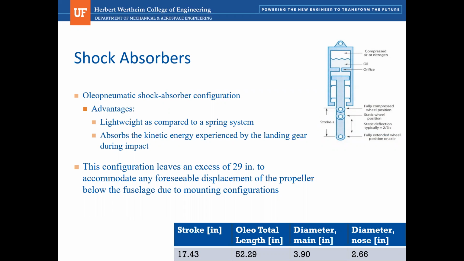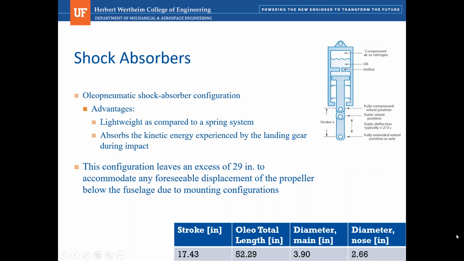Next is the shock absorbers. After doing some studies, we went with the oleo-pneumatic shock absorber configuration. The advantage of this configuration is that it's lightweight as compared to a spring system, which you would see in a car or basic vehicle, and it absorbs the kinetic energy experienced by the landing gear during the impact. Shock absorbers in a car do very well, but with the amount of force that you're coming down on a runway, it will not be good to have metal springs as your shock absorbers.